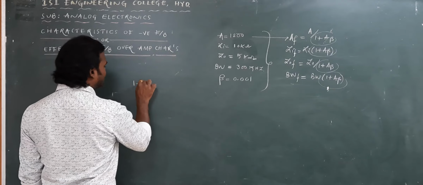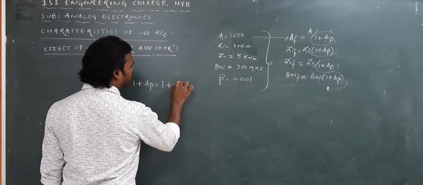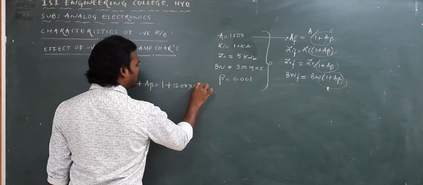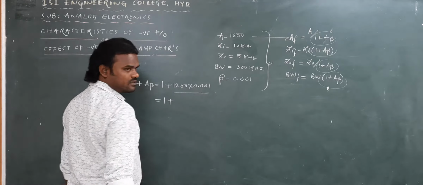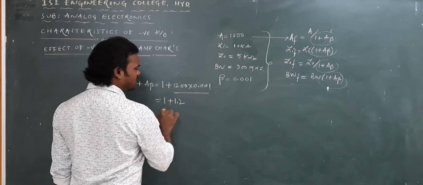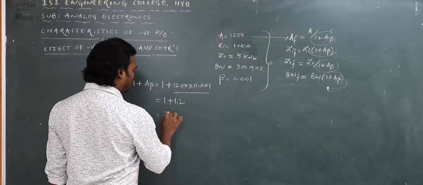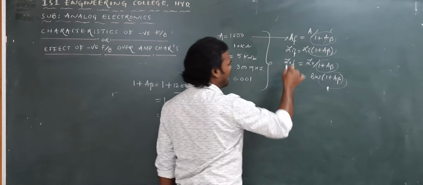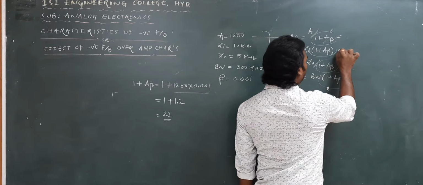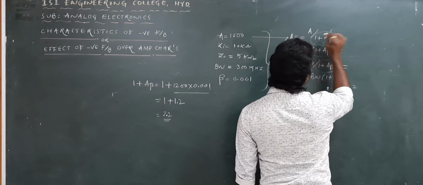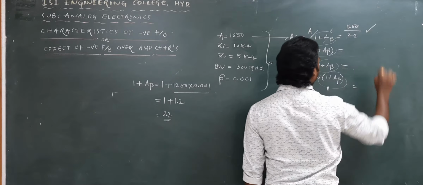So 1 plus A beta is equal to 1 plus A, which is 1200, into 0.001. Then how much will it be? 1 plus this will be 1.2, so the total is 2.2. We got 2.2. Then you can directly calculate AF is equal to A by 1 plus A beta, that is 1200 by 2.2. You can get the answer.